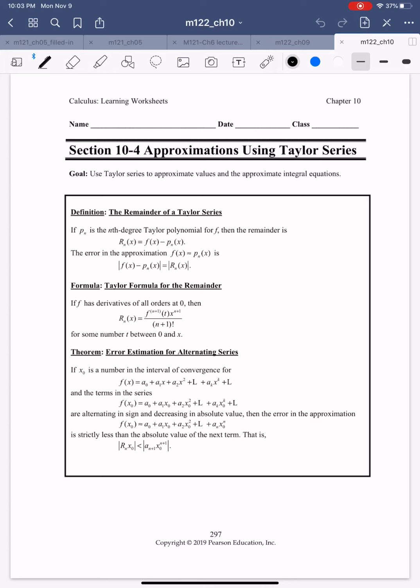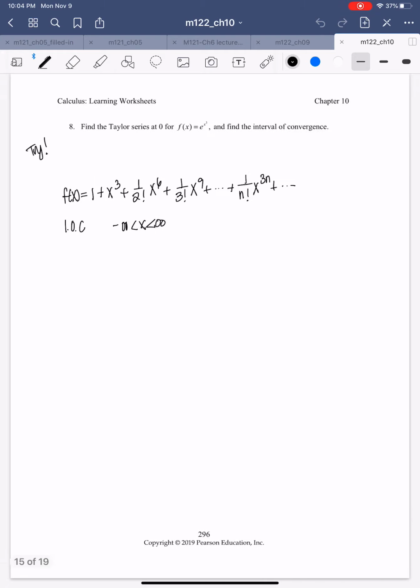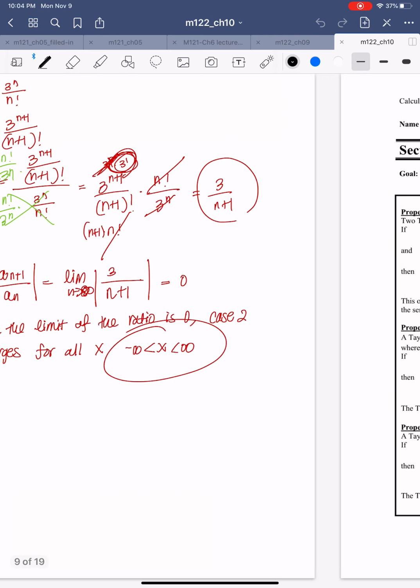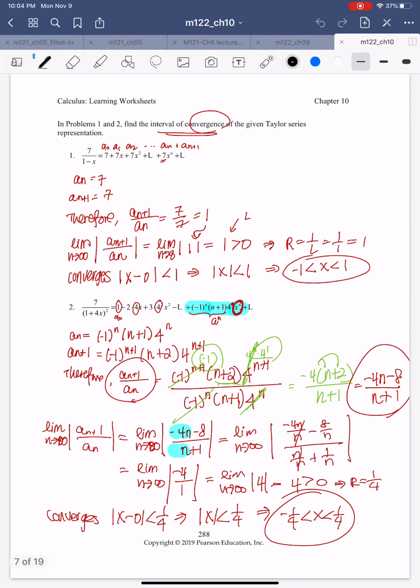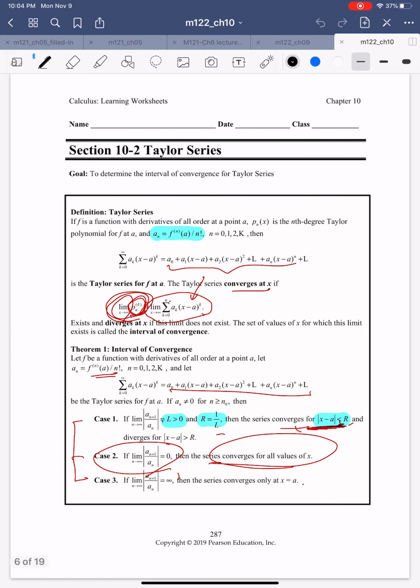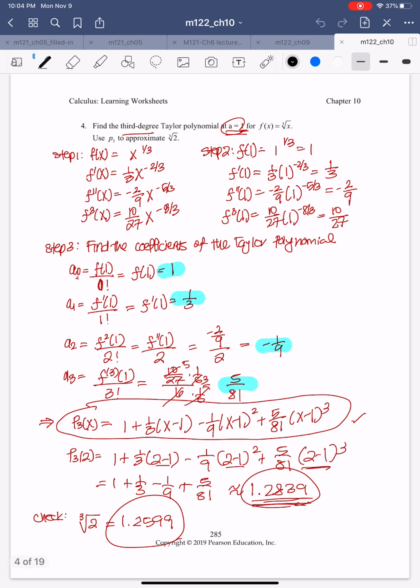In this video, we are going to go over section 10.4, which is approximation using Taylor series. We have already seen approximation using the Taylor polynomial. So back in chapter 10.2, I can refer to a problem that we did together, maybe it was 10.1. Oh, right over here, number 4 on 10.1.